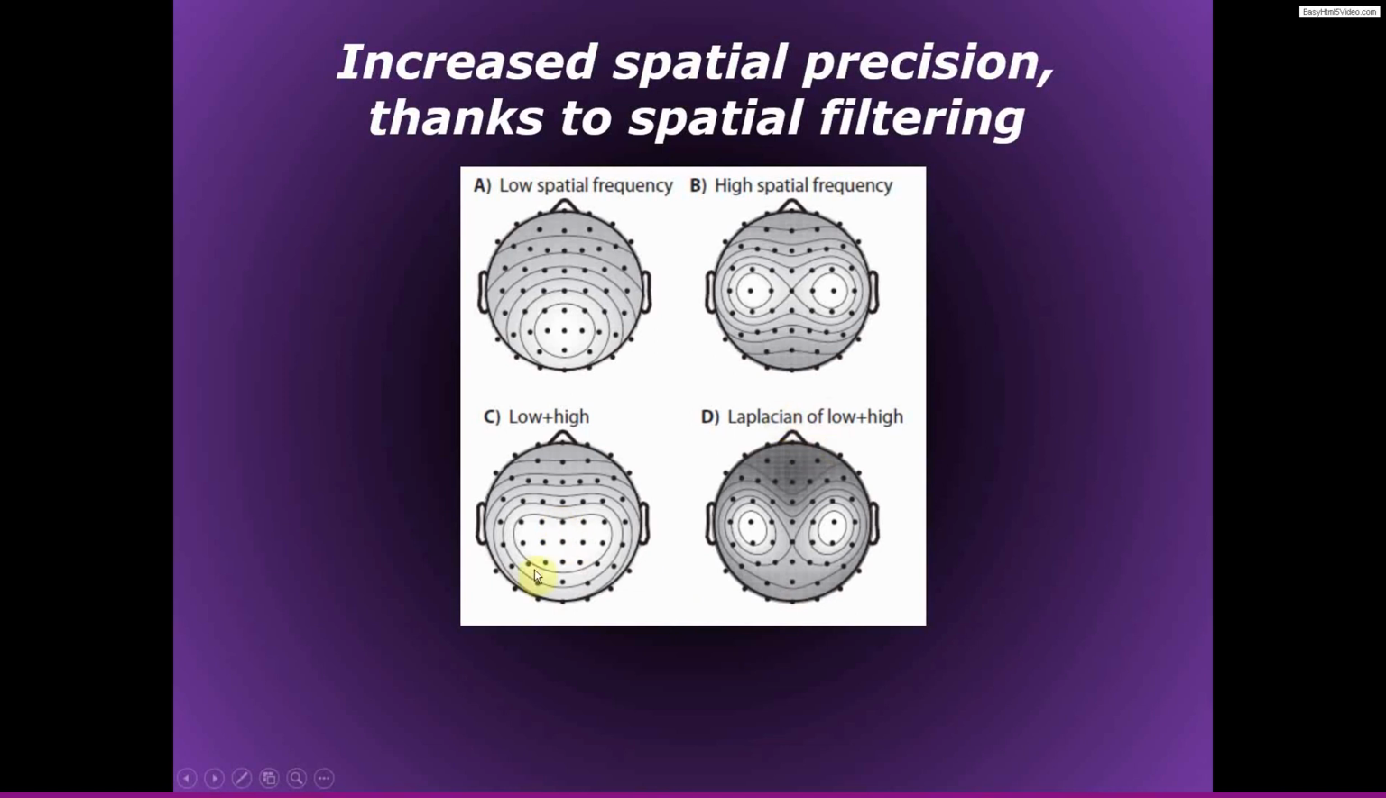But if you apply the Laplacian to this topographical map, you see that this low spatial frequency component is not entirely eliminated from the data, but really strongly attenuated. And what you get back is the high spatial frequency, the more local dynamics. So that's very nice.